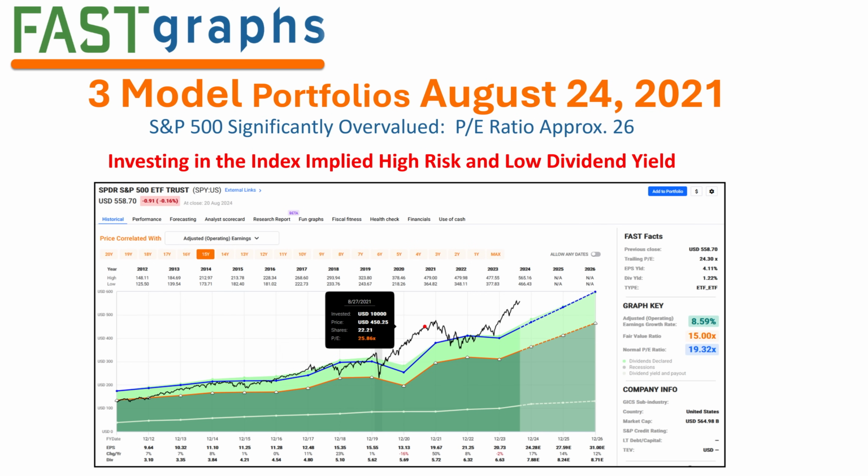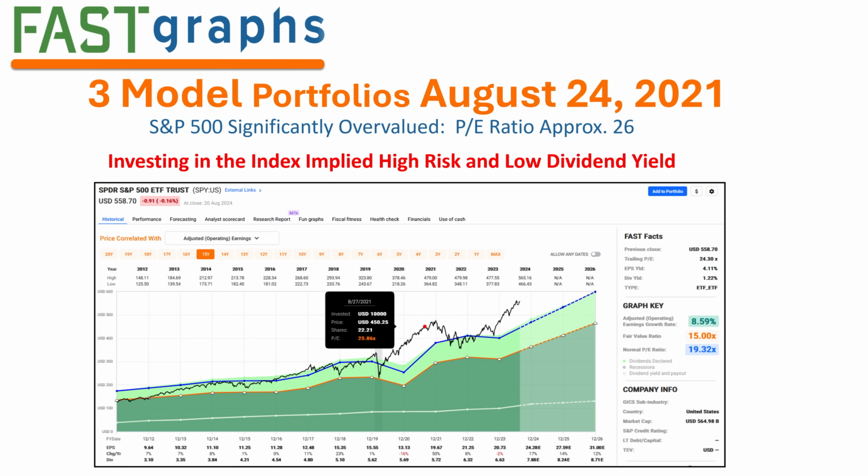As I said, there were 3 model portfolios built August 24th, 2021, almost exactly 3 years ago. And this was a time when the S&P 500 was significantly overvalued, as you can see on the graphic here, with a PE ratio of approximately 26. It was actually 25.86, and that was near a market all-time high. Now, what I want you to notice here is that the stock market performed very poorly from that point over the next year, year and a half or so, maybe even the next almost 2 years out.